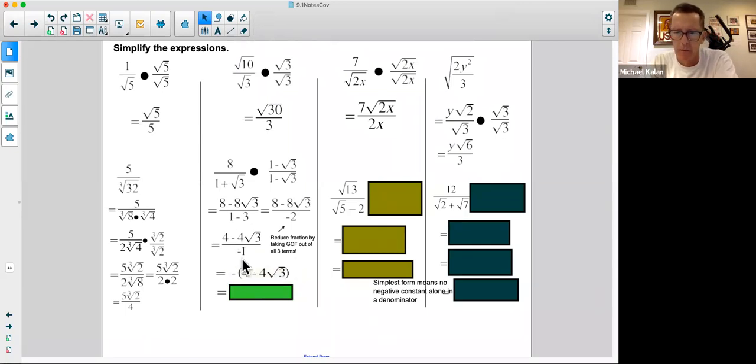Now, we usually don't just leave a negative 1 in the denominator. So I could move it up top, right? And I want it to go to everything. So it would end up being what? It would end up being distributed. So we end up getting negative 4 plus 4 root 3.